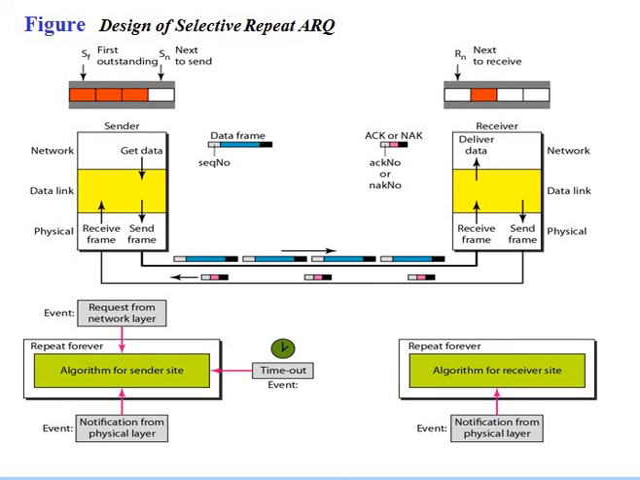The design of selective repeat request. SF denotes the first outstanding frame, SN denotes the next frame to send. A data frame has a sequence number as well as an acknowledgement number, and a not acknowledgement frame has an acknowledgement number. Three events occur at the sender side and one event occurs at the receiver side.